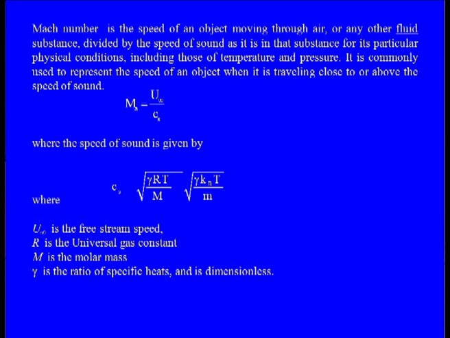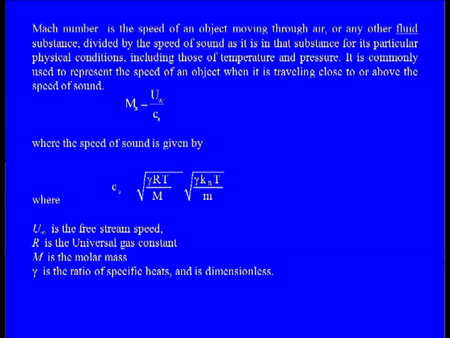which is defined as root over gamma R T upon M, or in terms of Boltzmann's constant, root over gamma k_B T upon m, where gamma is the ratio of specific heats C p upon C v. This relation we have already derived in my earlier lectures on the kinetic theory of gases. And u infinity is the free stream speed, R is the universal gas constant, M is the molar mass, and as usual gamma is the ratio of specific heats C p upon C v.